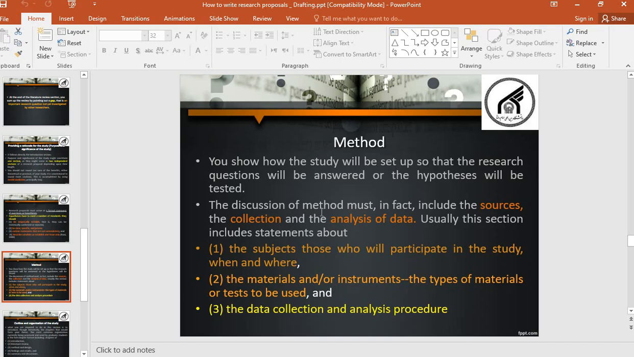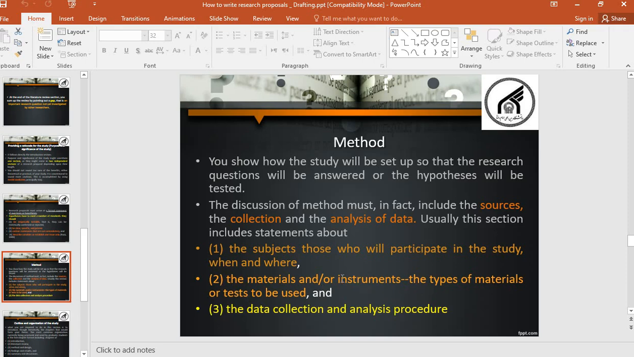So the discussion of method must in fact include the sources, the collection, and the analysis of data. Usually this section includes statements about the subjects, those who will participate in the study. Therefore, we call it participants. Normally we call them the subjects or the participants of the study, and when and where it is going to be done, and the materials and the instruments, the types of materials or tests.